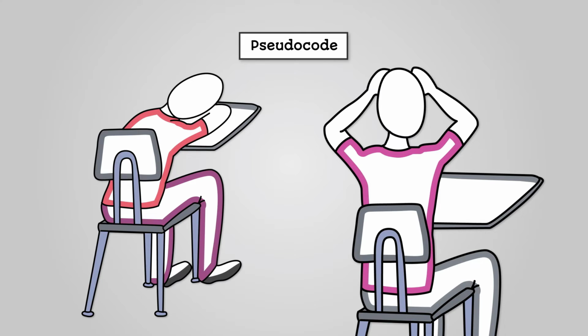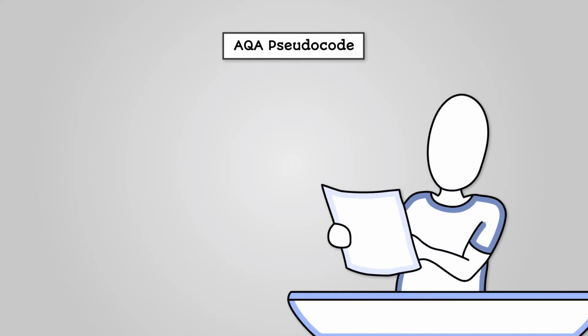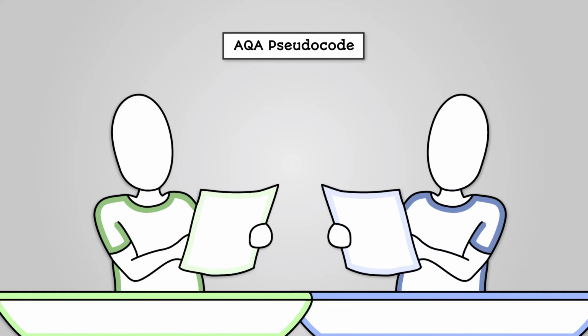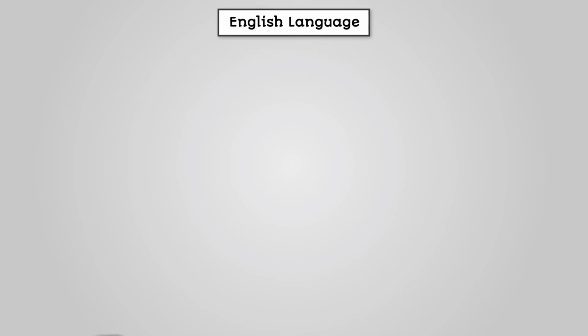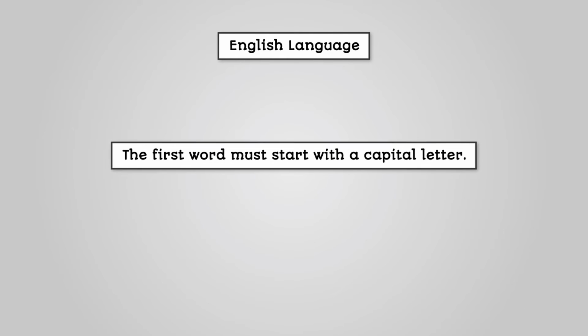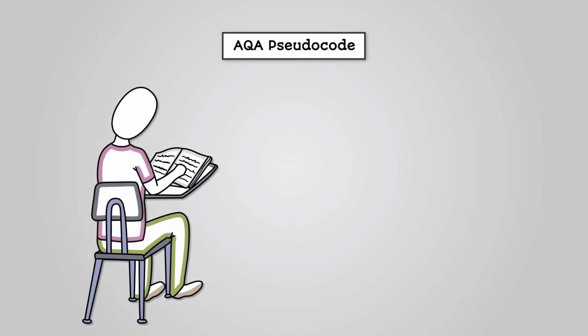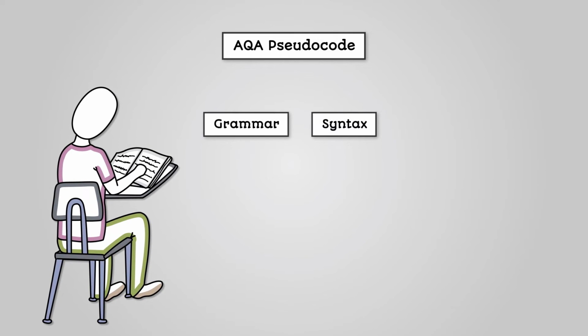To get around this problem, AQA have defined their own rules for pseudocode. It looks very similar to normal pseudocode, but it is a lot more formal in that it has absolutely defined ways of writing things that will not change between schools. This way everyone knows what to do. The English language is a formal language in that it has a defined set of rules that you must follow. For example, the formal rules for a complete sentence in English include: the first word must start with a capital letter, the sentence must end with a full stop. In your exam, you'll be expected to get the grammar and syntax of the AQA pseudocode as correct as possible.